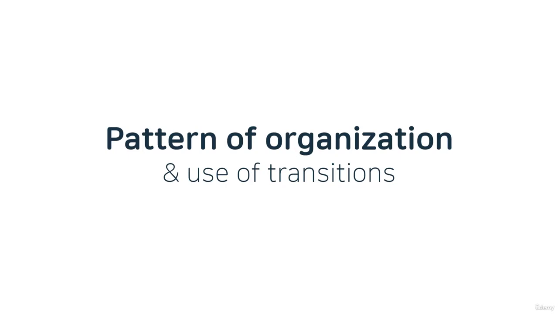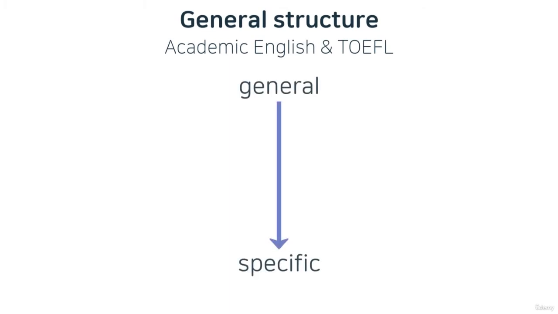Hi everyone, in this lecture we're going to learn about pattern of organization and the use of transitions. Now, a general structure of academic writing is that it begins with a piece of broad information, and as we go down the text, the information becomes more specific.